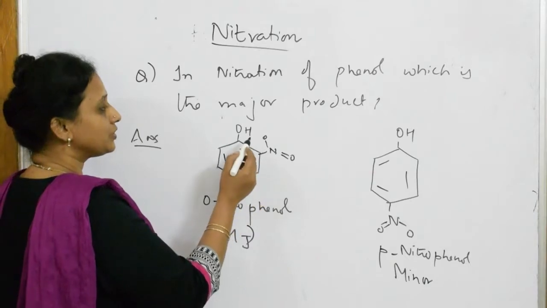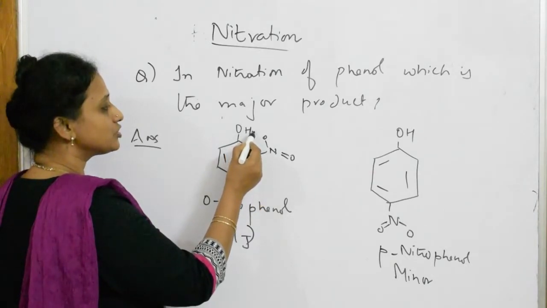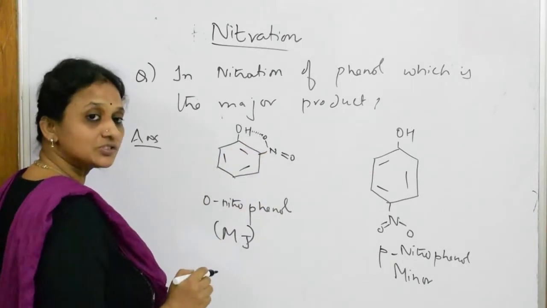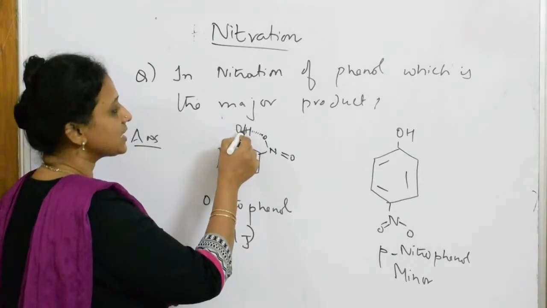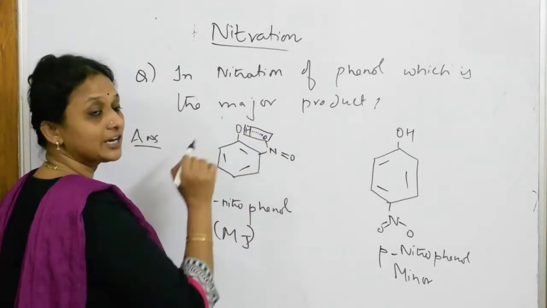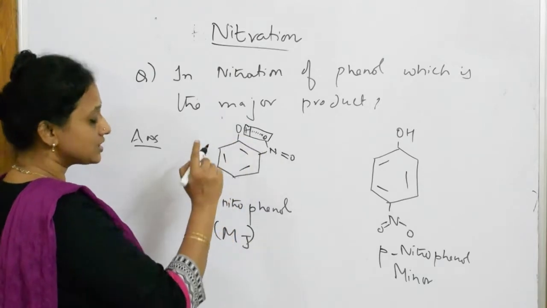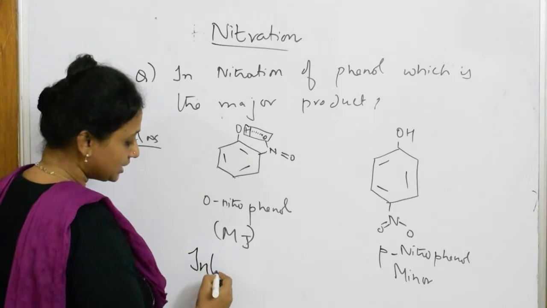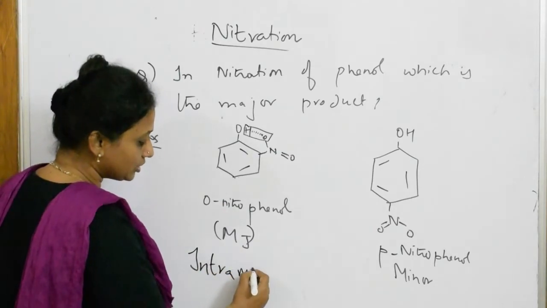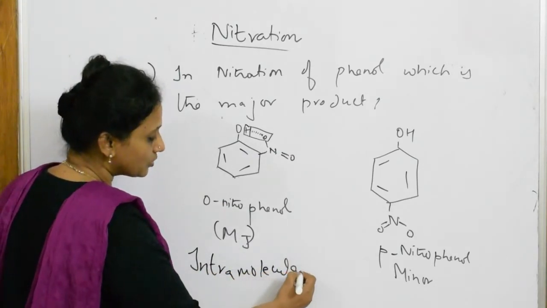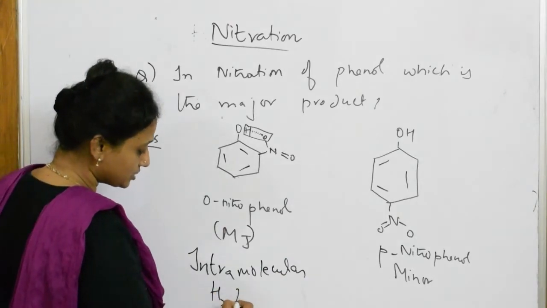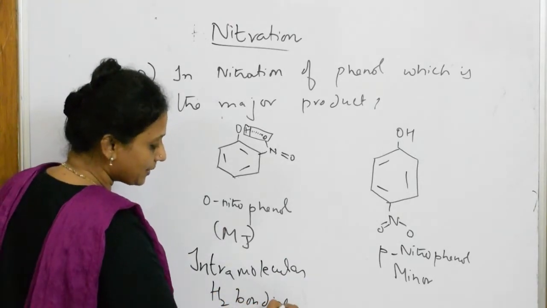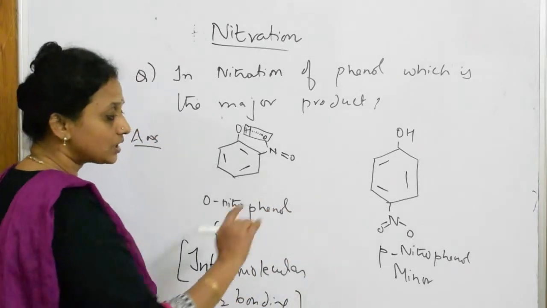Simple. As you've seen, what are you observing? In ortho nitrophenol, there is a formation of hydrogen bond between oxygen and hydrogen. Yes. So what is happening? There is a formation of hydrogen bond. What type of hydrogen bond is this? This is intra. Intra means within the molecule. There is intramolecular hydrogen bonding. Intramolecular hydrogen bonding.